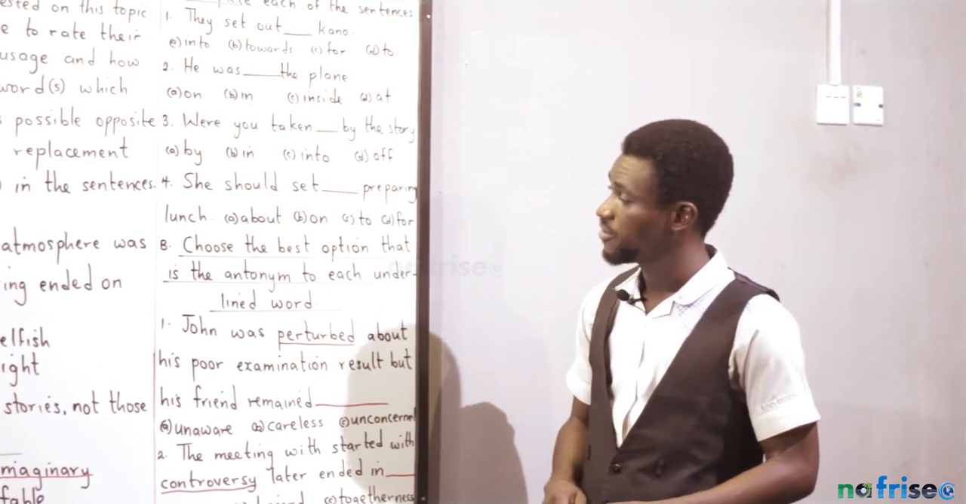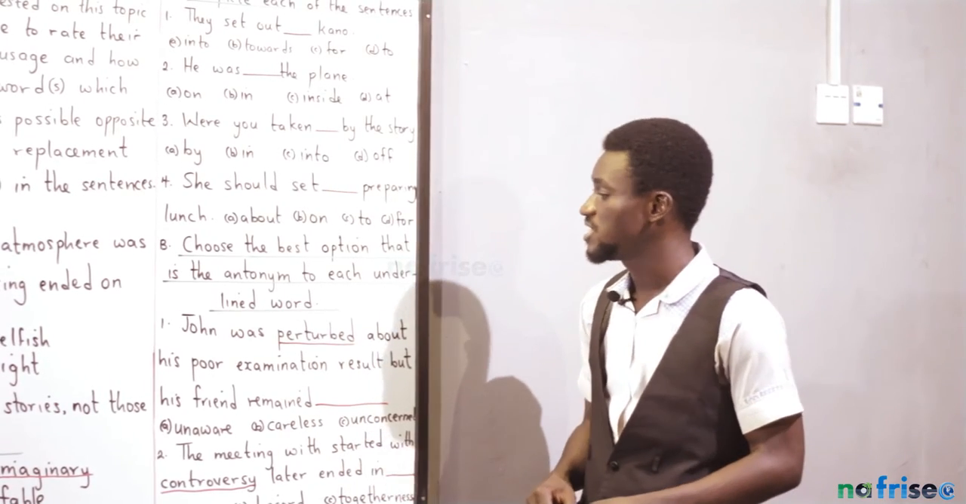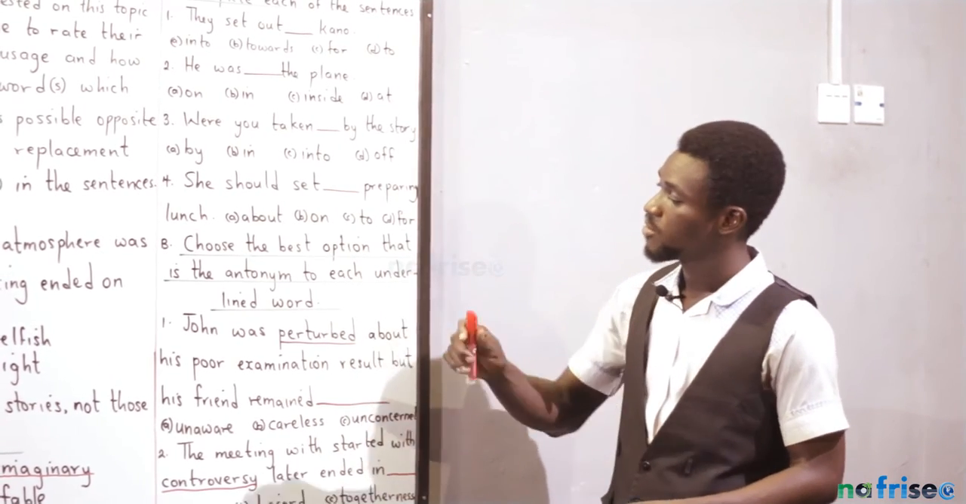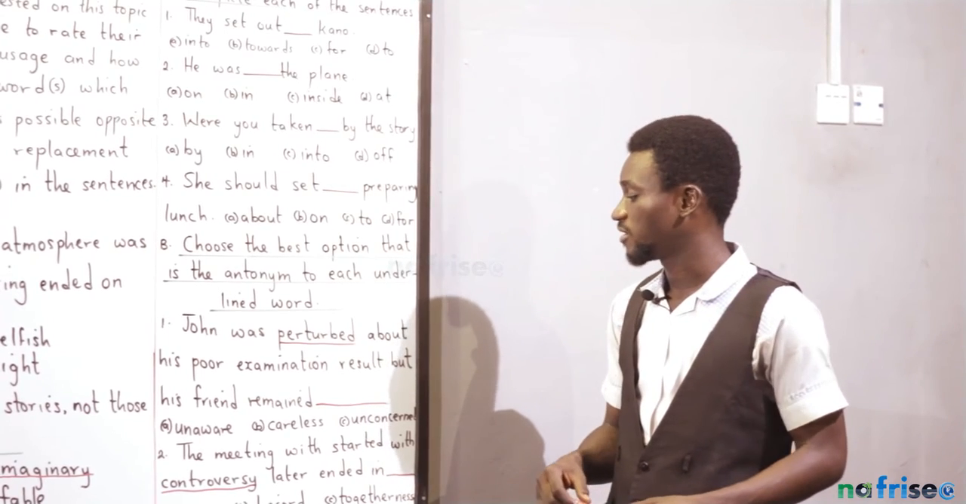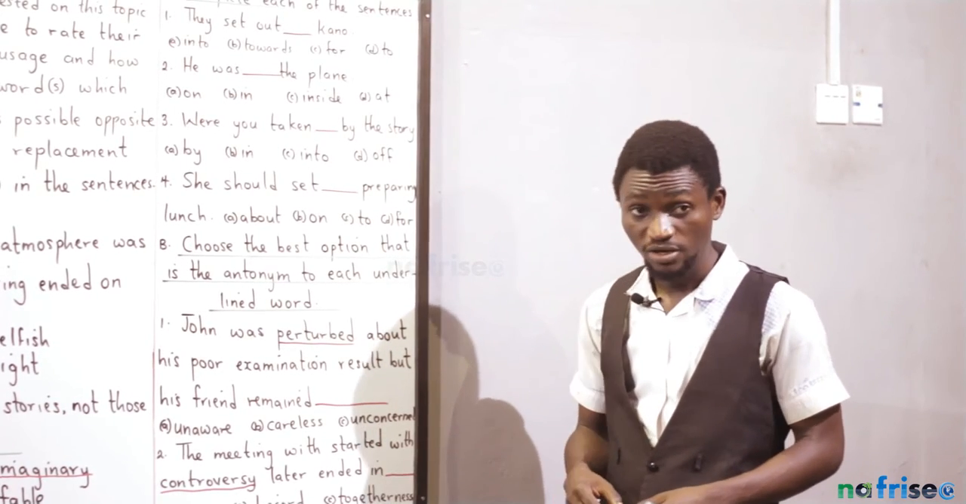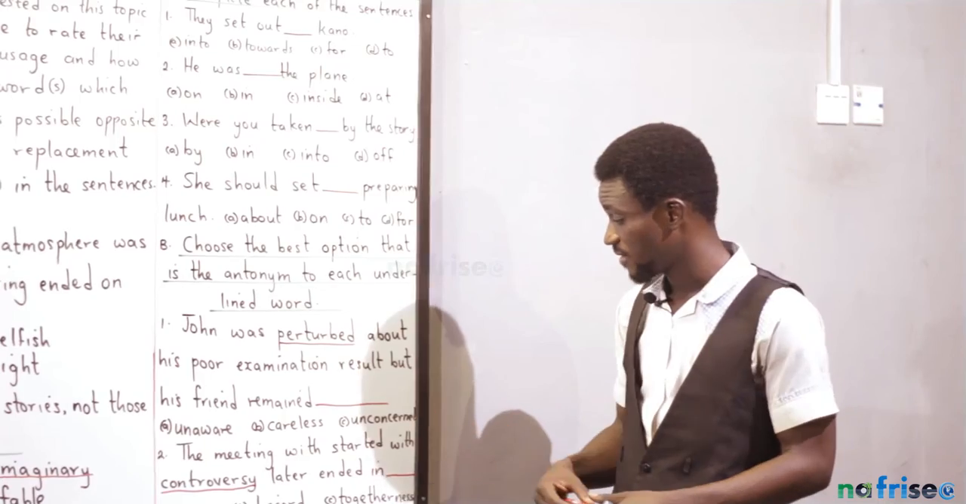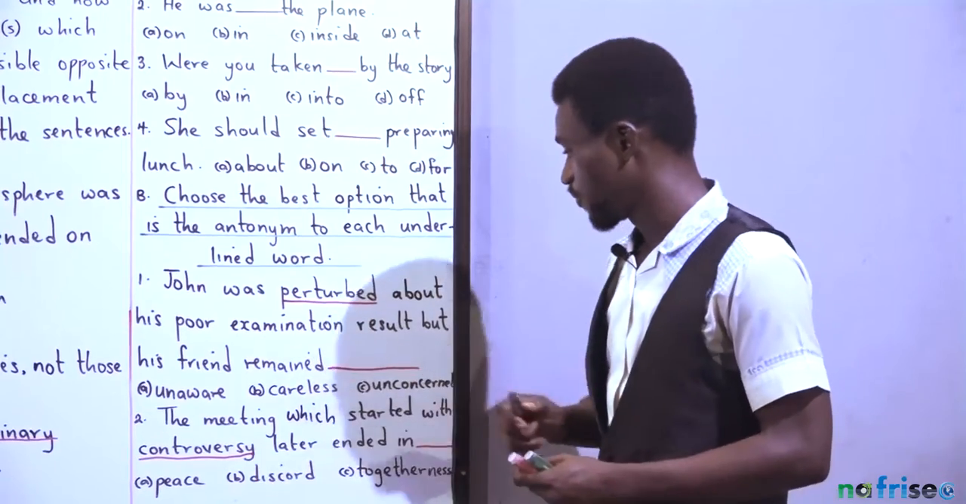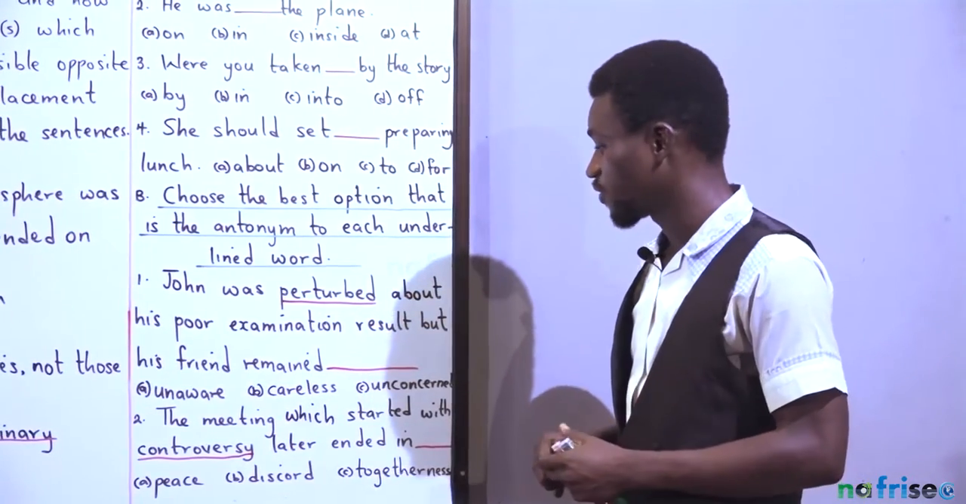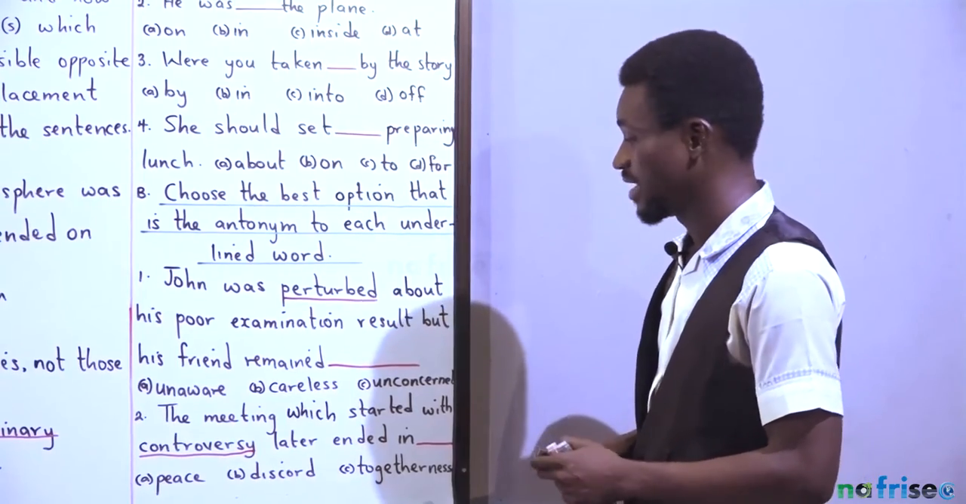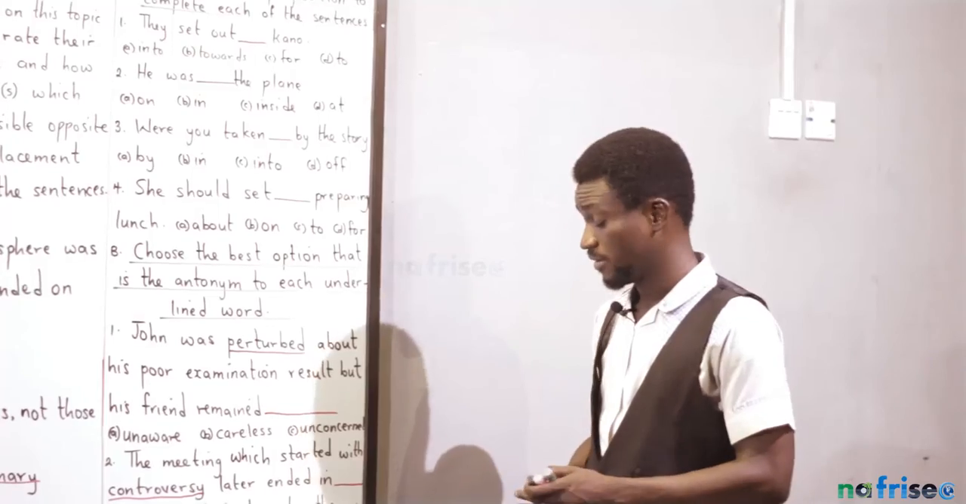Then category B, choose the best option that is the antonym to each underlined word. Number one, John was perturbed about his poor examination result, but his friend remained dash. Is it unaware, careless, unconcerned? Number two, the meeting which started with controversy later ended in dash. Is it peace, discord, togetherness?